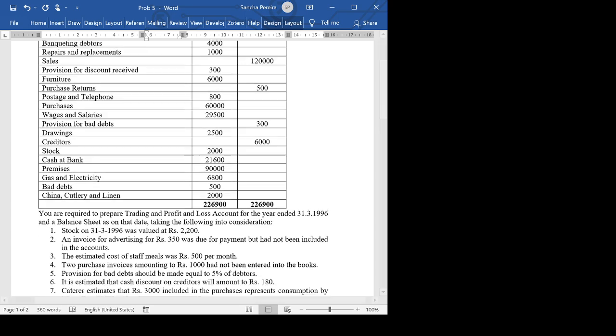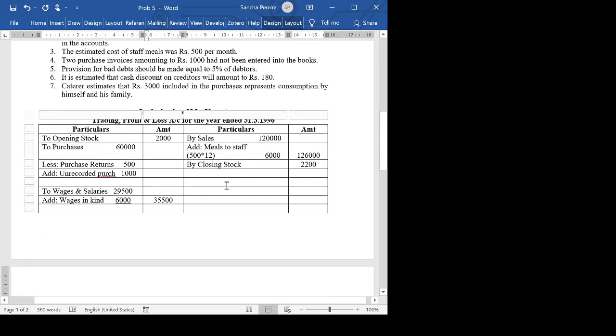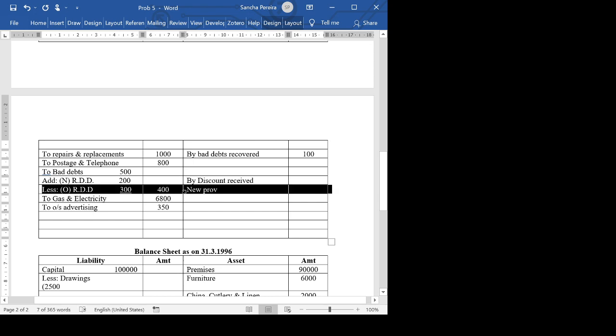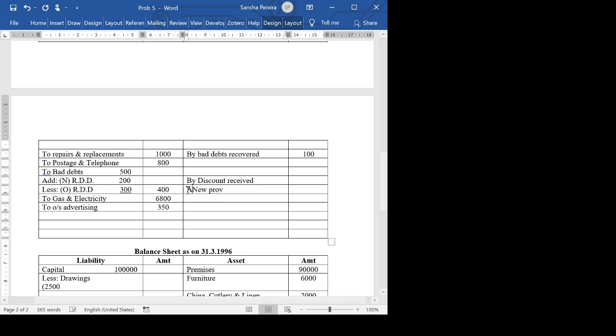If you remember in the previous problem, we have shown it like this. I'll just show it here just for you to remember. We have shown as by discount received plus new provision minus, add new provision less old provision. Okay, just look at this.